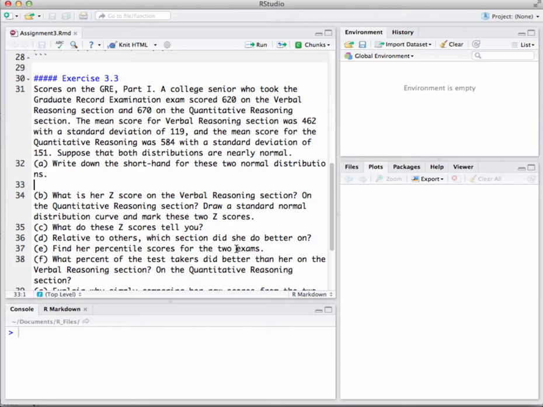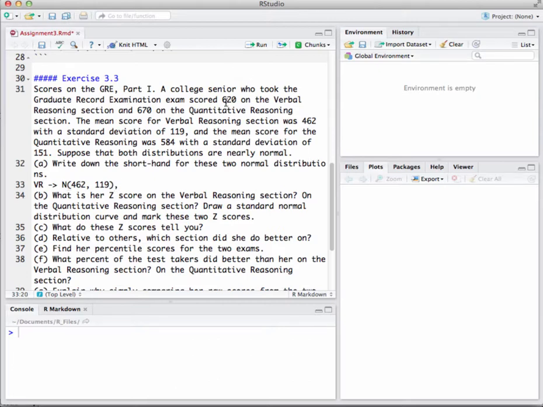All right, anyway, so what they want us to do, the first one, is use our shorthand notation for normal distributions for these two. So let's put VR for verbal. So the verbal reasoning normal distribution, that was the first one they gave us here. The mean score for verbal reasoning was 462. So it's going to be N of 462 for our mean, and a standard deviation of 119. Okay, so I'll put a comma here.